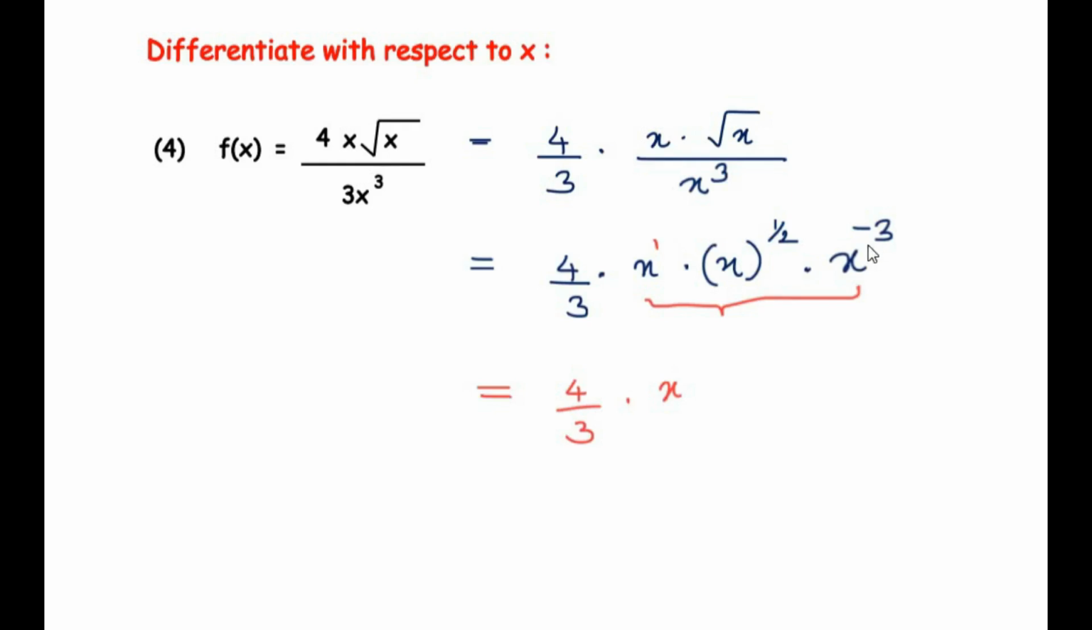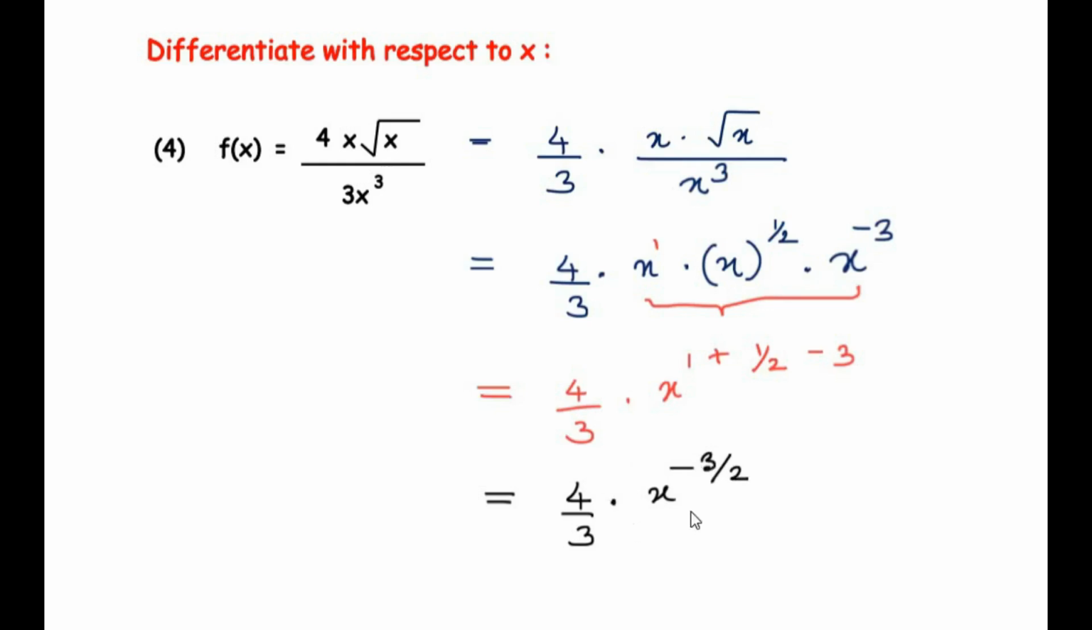Now the powers will get added. So 1 plus 1 over 2 minus 3. Now simplifying these powers, we are going to write it as 4 over 3 times x to the power of, the addition of 1 plus 1 over 2 minus 3 gives us minus 3 over 2.